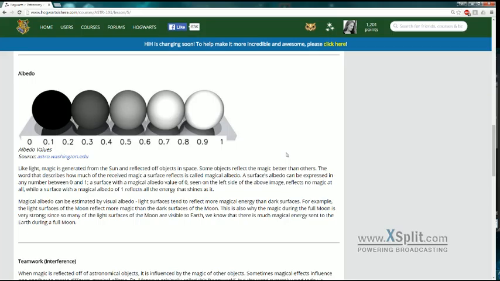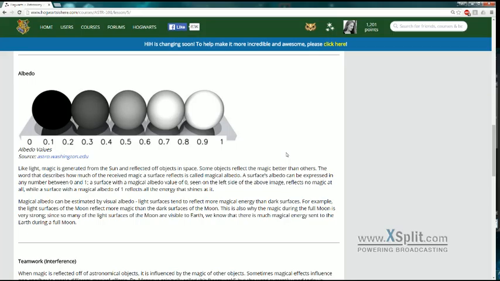Like light, magic is generated from the sun and reflected off objects in space. Some objects reflect the magic better than others. The word that describes how much of the received magic a surface reflects is called magical albedo. A surface's albedo can be expressed in any number between 0 and 1.